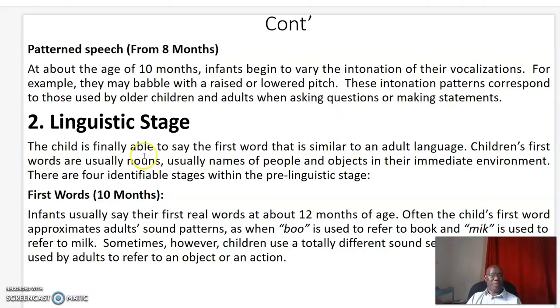Number 2, linguistic stage. The child is finally able to say the first word that is similar to another language. Children's first words are usually nouns, usually names of people and objects in their immediate environment. There are 4 identifiable stages within the pre-linguistic stage.